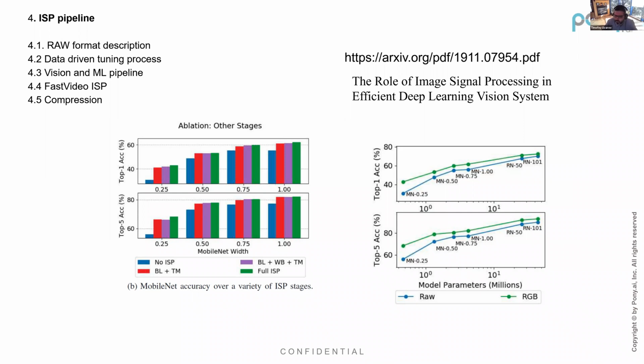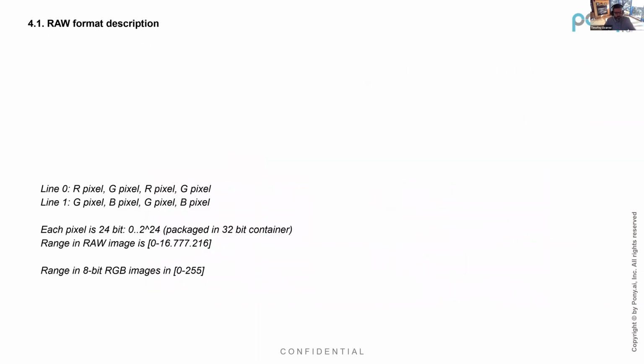So the trend should be reducing the network complexity and increasing image quality, because we want to see nice image quality for the labelers, and we trust the labelers more than we trust the network, because the network is learning from labelers. So how the raw format looks, it looks like this.